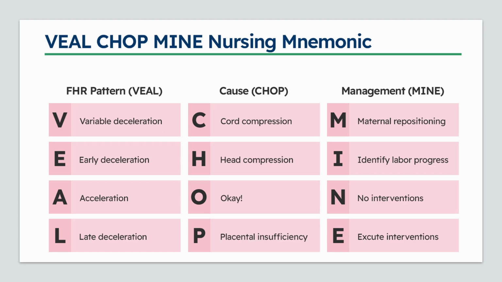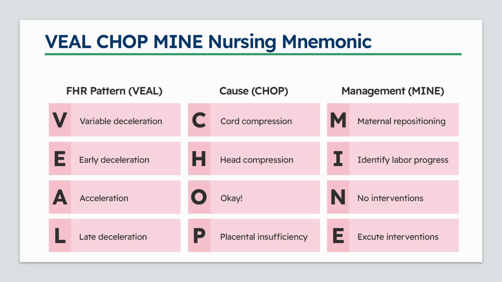So once we look at our fetal heart tones and we identify our baseline, accels, contractions, variability, decels, now we need to figure out what we need to do about it. So there's this lovely little VEAL CHOP MNEMONIC to kind of help you figure out what's bad with our heart tone, what's causing it, and what we need to do.